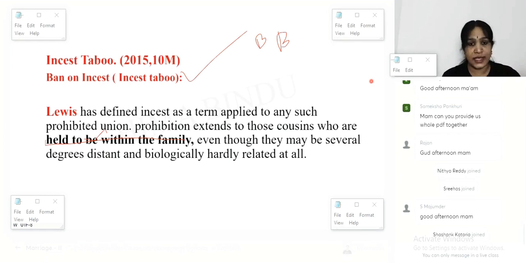So there is a lot of closeness, and they are familiar with each other through all the stages of development. So they will not have that attraction towards each other, and marriage may not be successful between them. This is one reason why parallel cousin marriages are not common.